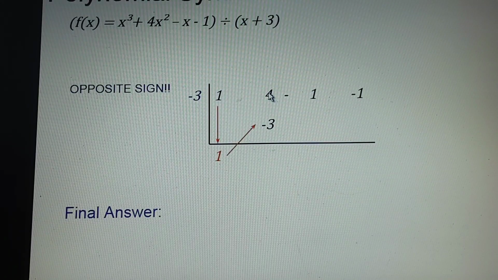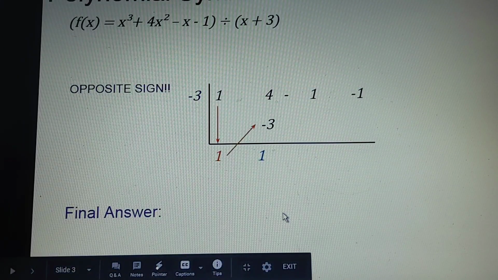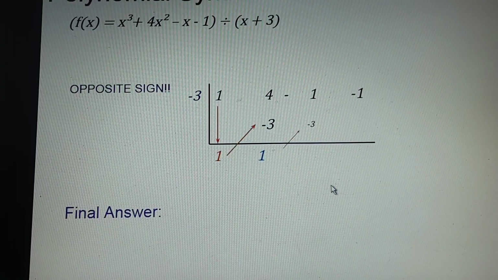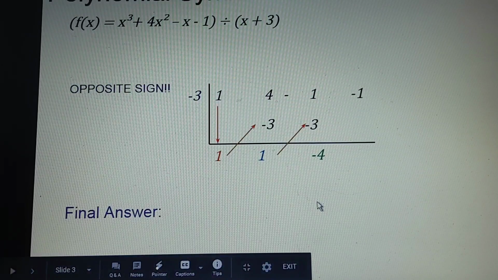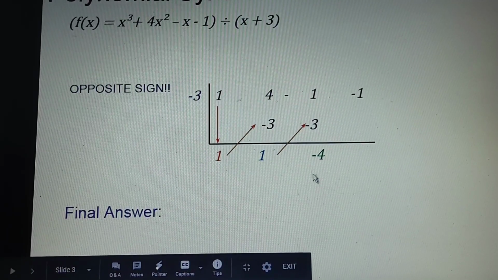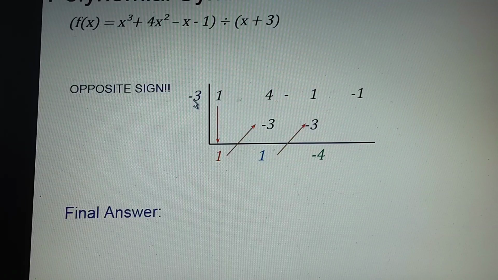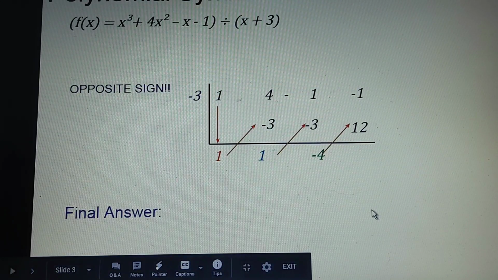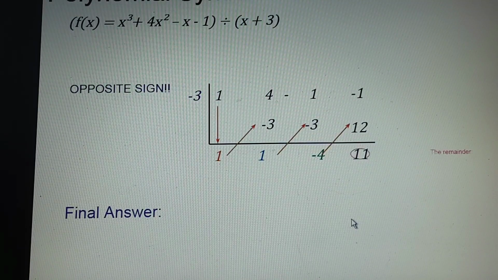Now I have a new math problem. 4 minus 3 is 1. Start it again. 1 times -3 is -3. And now I don't know why this negative is way over here, but it's supposed to be a -1 minus 3. Gives me -4. And then -4 times -3 is a positive 12. -1 plus 12 is 11. Remember, 11 is my remainder.